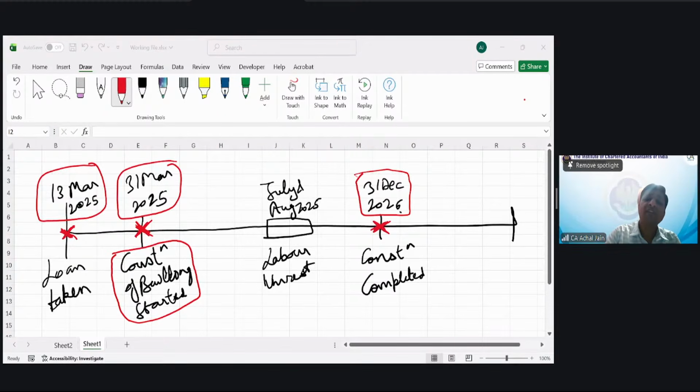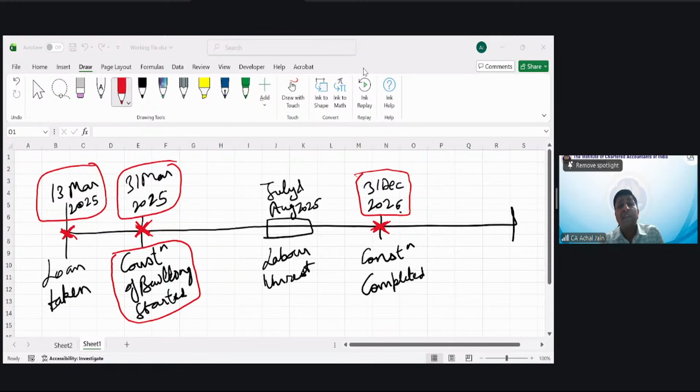Now in this case, once again, please remember, when do you stop the capitalization? Means when do you cease that? When does it come to an end? The moment your asset is ready for use. If you go back to PPE, can you add any cost to the PPE once that is ready for use? Tell me.